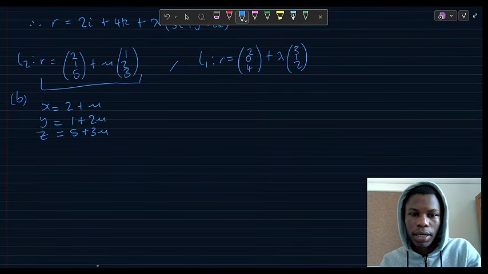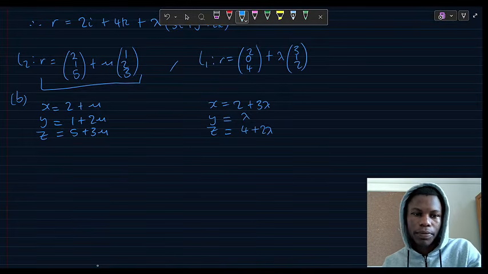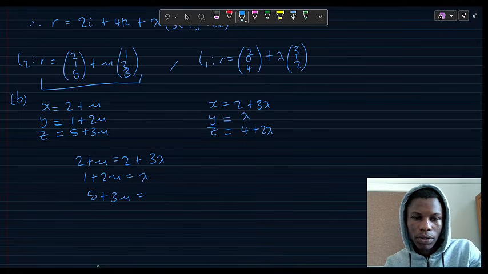And we want to do the same for L1. So we want the x, y, and z components. So x is 2 plus lambda times 3, so 2 plus 3 lambda. y is 0 plus lambda times 1, so just lambda. And z is going to be 4 plus lambda times 2, so 4 plus 2 lambda. Okay, perfect. And now we just want to equate these parametric equations together. So take the x's and equate them, take the y's and equate them, take the z's and equate them. So x becomes 2 plus mu is equal to 2 plus 3 lambda. And then the y's, 1 plus 2 mu is equal to lambda. The z's, 5 plus 3 mu is equal to 4 plus 2 lambda.